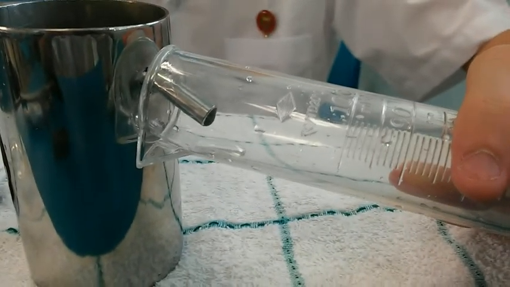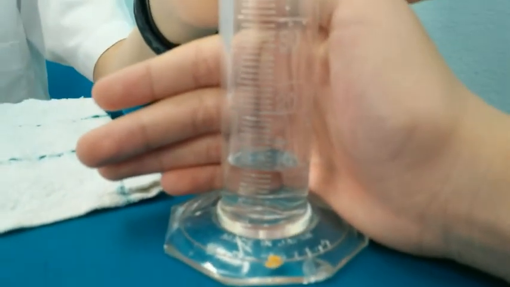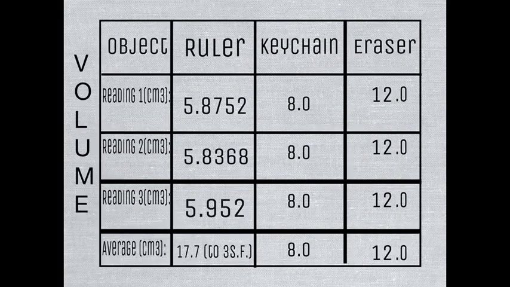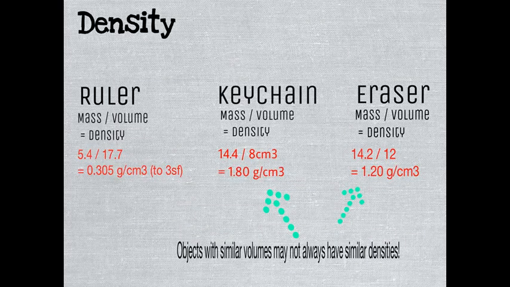Now that we have the measurements of the objects, we can compile our data into tables to aid our next step. Using the formula of mass over volume, we can find the densities of the following objects.